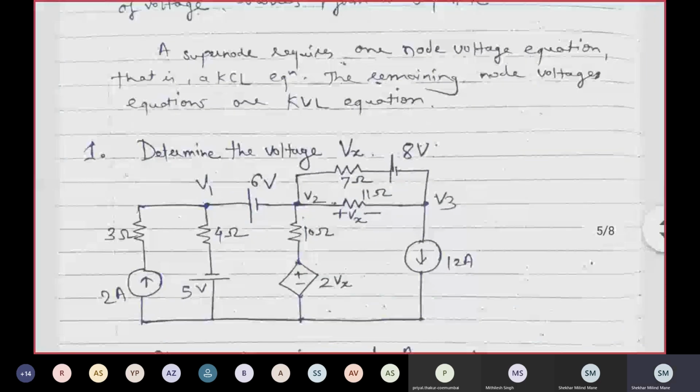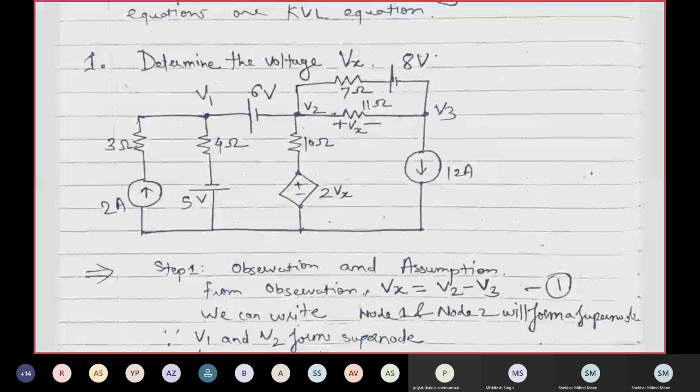Now we will see the first problem. Determine the voltage Vx. Vx is the voltage across the 11 ohm. All of you see this circuit diagram. There are three nodes given, V1, V2, V3, and one reference node, that is ground. We have to find the voltage across the 11 ohm, that is Vx, and the polarities are also given, positive and negative.